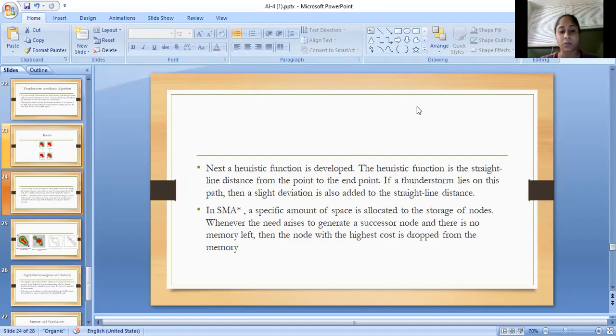So one of the biggest advantages of the simplified memory bounded search is that if the allocated memory is less than the memory required for the optimal path to the goal node, then this search strategy would either return a sub-optimal solution or, in the worst case, no solution at all.